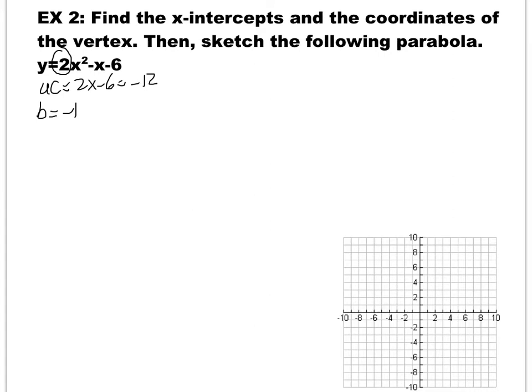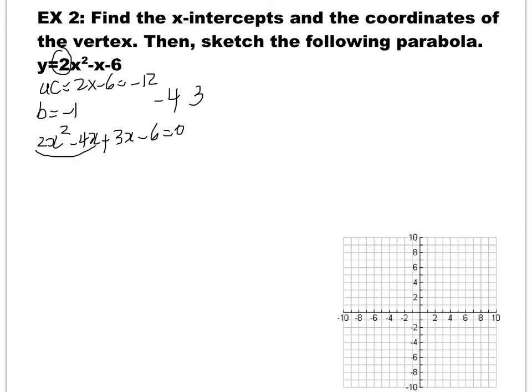So those two numbers that add up to negative 1 and the product is negative 12 are negative 4 and 3. So I can write this equation as 2x squared, instead of negative x, I write it as negative 4x plus 3x minus 6. Since I have to find the x-intercepts, y has to be 0, so I have to solve this equation.